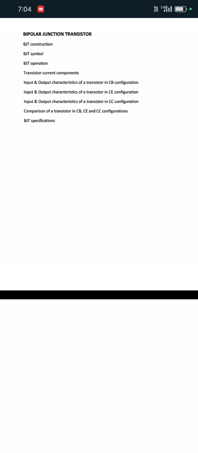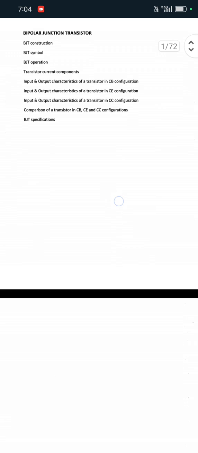Next, we will discuss drift current and diffusion current. So what is meant by drift current? When a potential difference is applied across a semiconductor, an electric field is developed in the material. It causes the free electrons to drift in one direction and holes to drift in the other direction. This is called drift current.